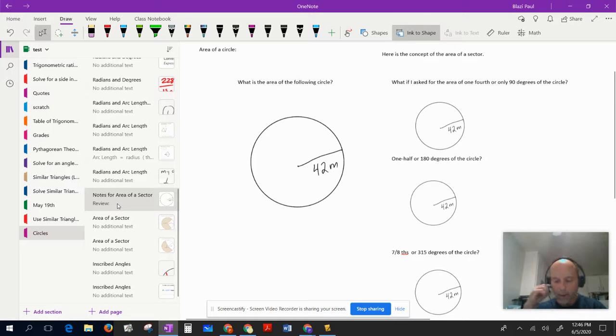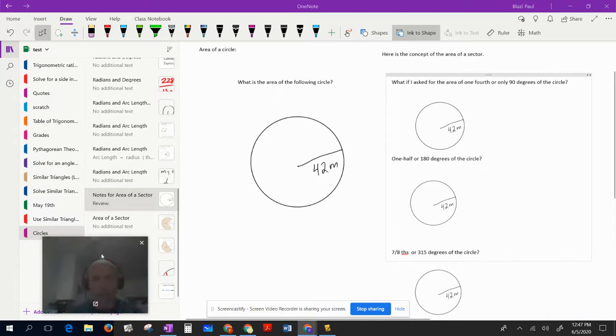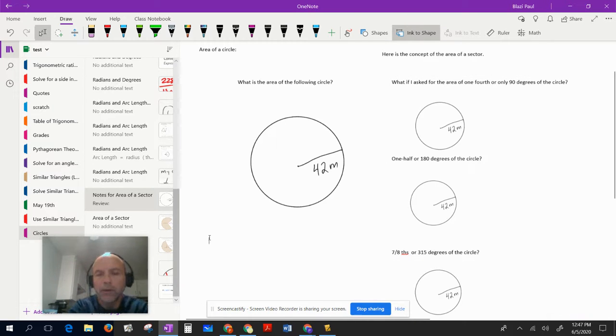Okay, guys, area of a sector. I'm going to go through this with you guys. I think it'll help you make a lot more sense. I don't know how you're doing on the skill, but all right.